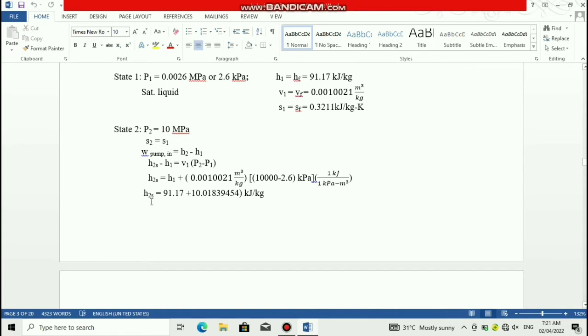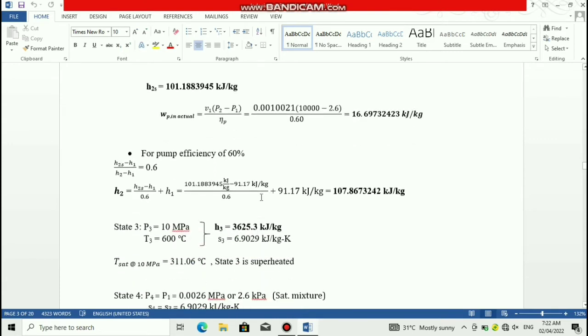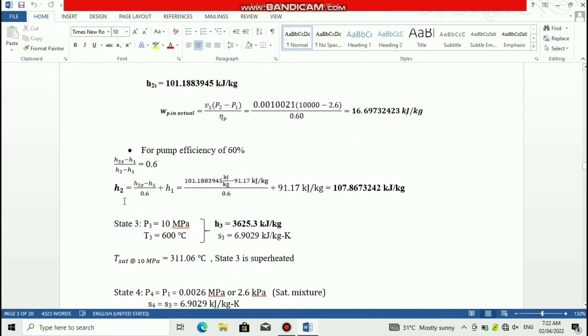Then we get the h2s, the ideal enthalpy at point 2. So we get 101.1883945 kilojoules per kilogram. Then we get the work of the pump in Act 1. We can get it by multiplying the specific volume at point 1 with the difference of the pressure between point 1 and point 2, all over the efficiency of the pump. This is the work. Then for a pump efficiency of 60%, we can get the h2. Using this formula, h2s minus h1 over 0.6 plus h1, we get h2 as 107.8673242 kilojoules per kilogram.